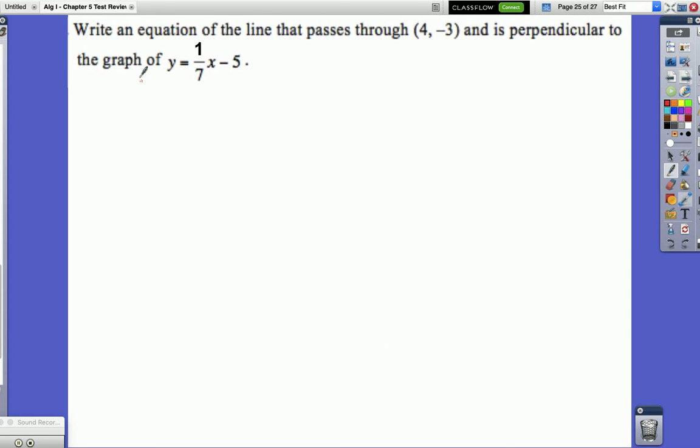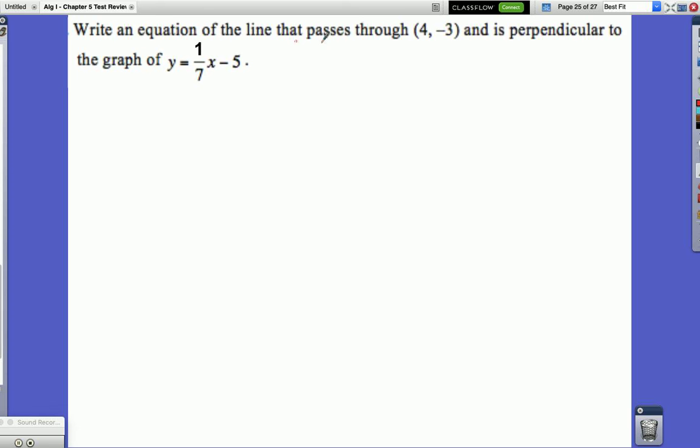Okay, next one says write an equation of the line that passes through the given point of (4, -3), and it is perpendicular to the graph of y equals 1 over 7x minus 5. So, perpendicular line. The equation is y equals mx plus b. We need to know m equals and b equals. So we have a relationship of the slopes of perpendicular lines. We learn that perpendicular lines have opposite reciprocal slopes.